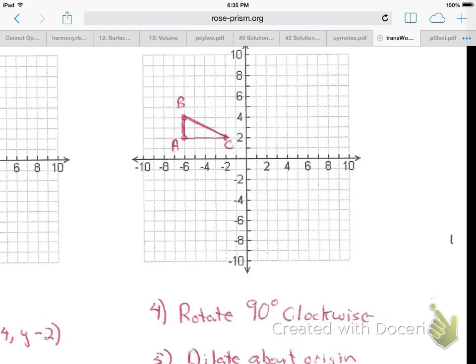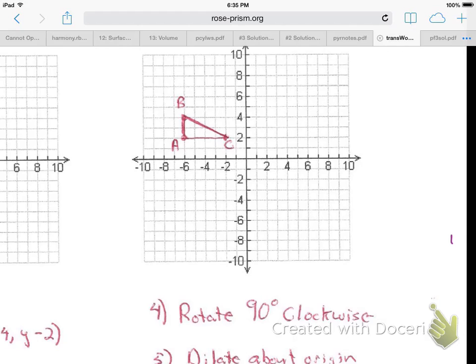Okay, we're going to do two things on this next guy. We're going to rotate him 90 degrees clockwise, and we're also going to dilate him about the origin, with a scale factor of 1.5. Okay, let's take care of the rotation. It's pretty easy. What you're literally going to do is just turn your paper 90 degrees to the right, and then write down your new coordinates.